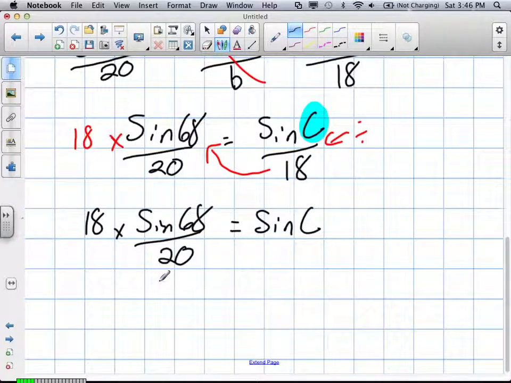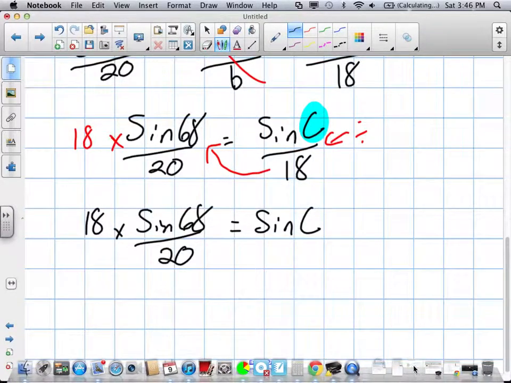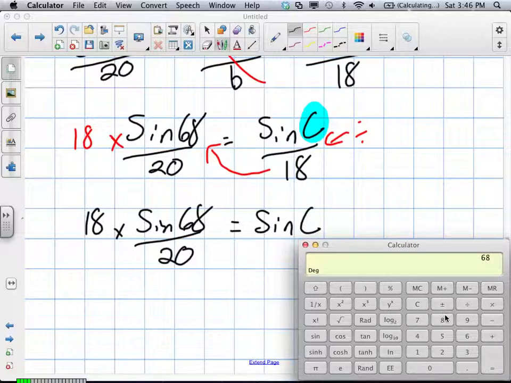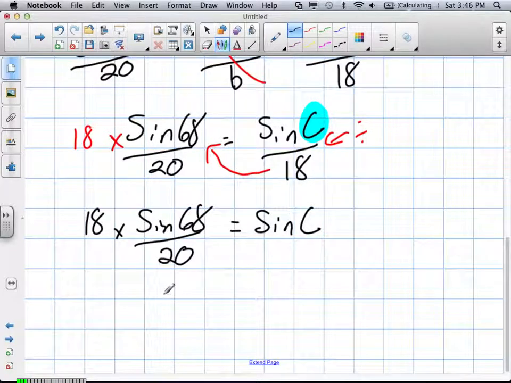So let's figure out what that's going to be. Got a calculator here. Sine 68 divided by 20 times 18. That's 0.8344, let's say, which is equal to sine C.